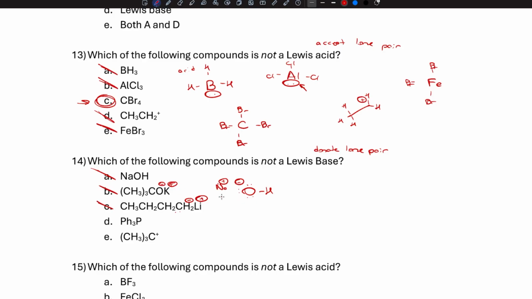And then PH3, phosphorus. If we were to draw this out, you don't know what PH is yet, but it doesn't matter because you should know phosphorus likes to form 3 bonds and can also have a lone pair. It can look a lot like nitrogen, in which if we have this lone pair, we can donate it, right? And then the last problem, we have a positively charged carbon. Remember that positively charged carbons have 3 bonds and no lone pair, meaning that if we don't have a lone pair, we don't have anything to donate. We don't have lone pairs to donate, meaning that it cannot act as a Lewis base.